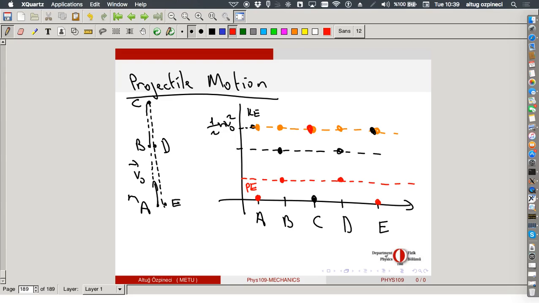So what happens is, as the object is moving upward, you start with a large kinetic energy and small potential energy, and then the kinetic energy becomes smaller as the potential energy increases until the object reaches the top. At the top, it is at rest. The potential energy is maximum, the kinetic energy is zero, and then it starts accelerating downward, which means kinetic energy is increasing and potential energy is decreasing.